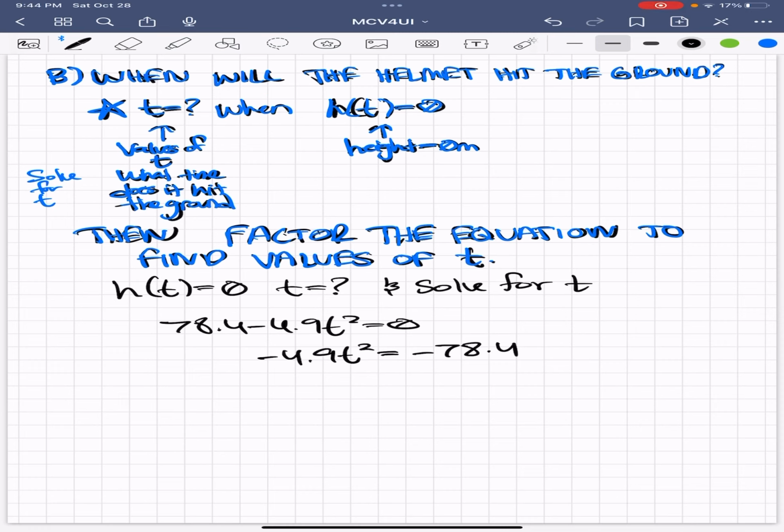So what we did was we moved that 78.4 to the other side, and when we switch it over and it passes the equal sign, it becomes negative. And then we get rid of this negative 4.9 by dividing both sides by it.